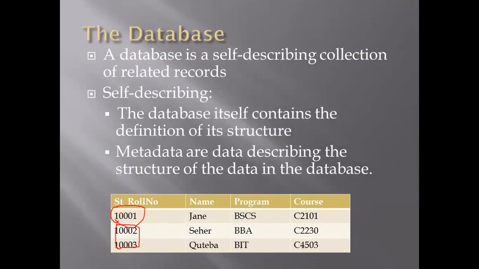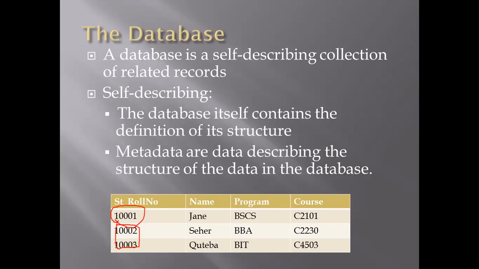The database. Now we will learn more detail about the database. It is a self-describing collection of related records. Why are we saying self-describing? Here, the term self-describing means the structure of the database is well organized, well defined. A few interesting things to note about the database itself is that it is a self-describing collection of related records. What is meant by self-describing? The database not just contains the data, but also contains the definition of its own structure.